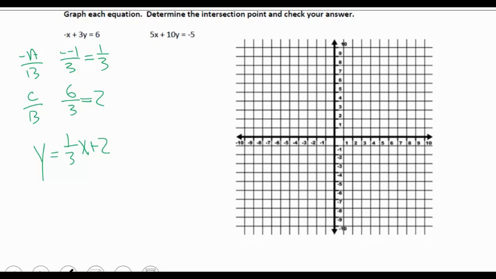So I'm going to put a point at 2. My slope is 1/3, so up 1, right 3, up 1, right 3, up 1, right 3. Also do the opposite, down 1, left 3, down 1, left 3, down 1, left 3. I can connect them all with a line.